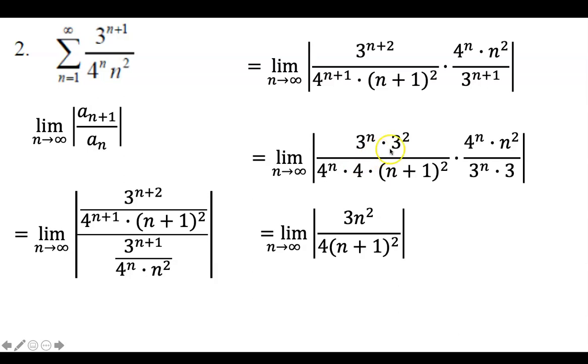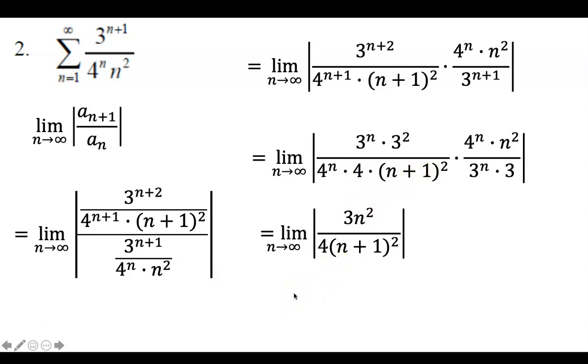So basically this 3 squared, or 9, will cancel with this 3 right here, leaving me with just a 3. So basically the 3 to the n's gone. One of these 3's is gone. The 4 to the n's gone. The only thing left is one of these 3's and an n squared on top. On the bottom, I'm left with just this 4 and this n plus 1 squared.